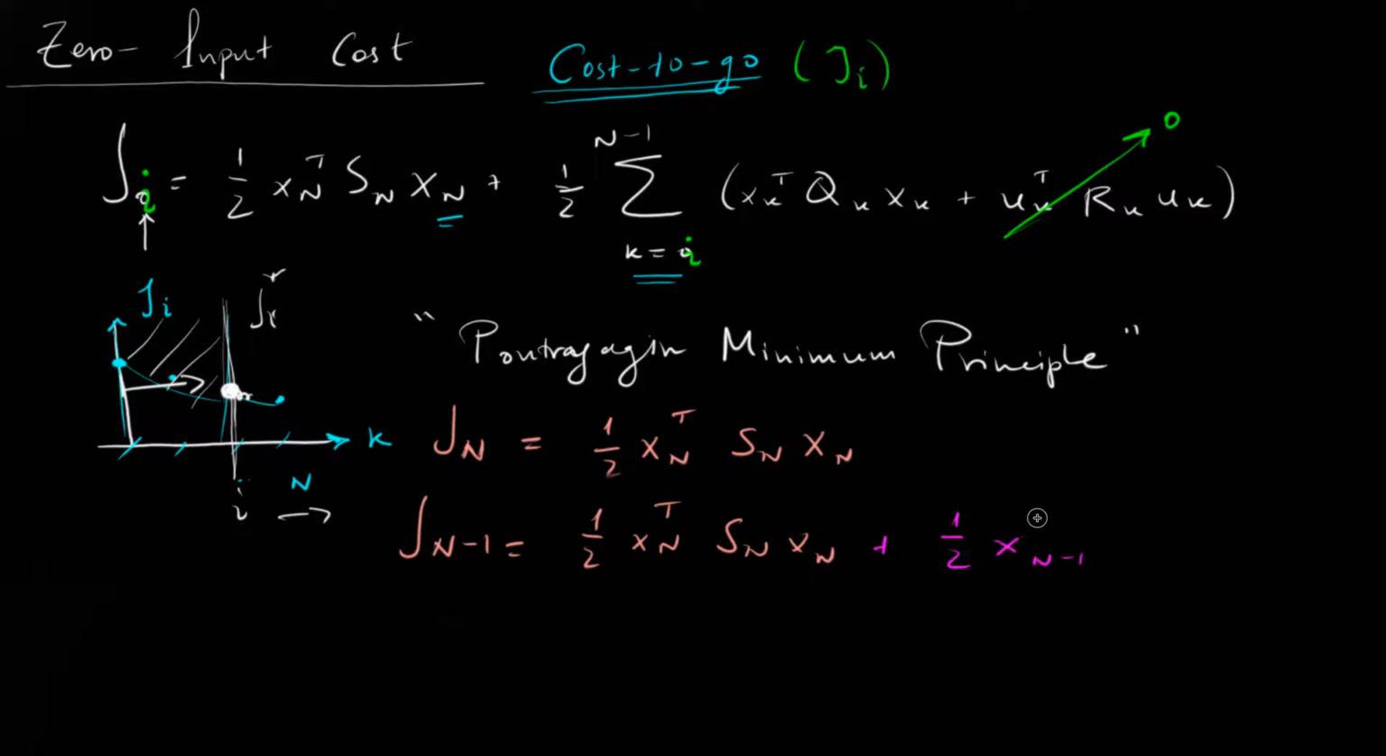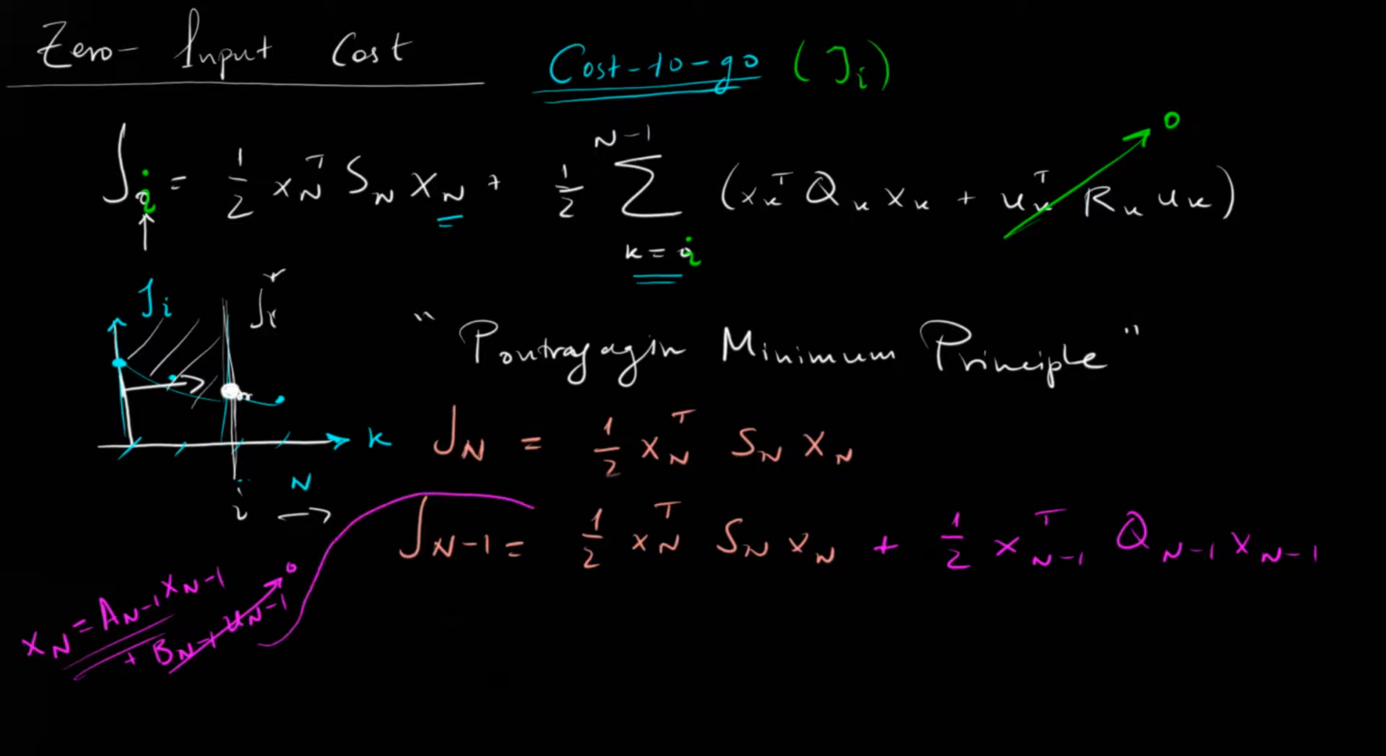We're just going to have 1/2 x_{n-1} transpose Q_{n-1} x_{n-1}. But now I'm going to do some little tricky mathematics. What I'm going to do is plug in the dynamics at x_n. Recall the dynamics at x_n is just A_{n-1} x_{n-1} plus B_{n-1} u_{n-1}. No control, so it's just the simple update equation. Okay? And I'm going to plug this in over here.